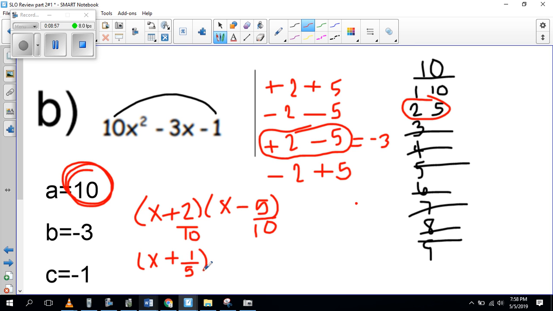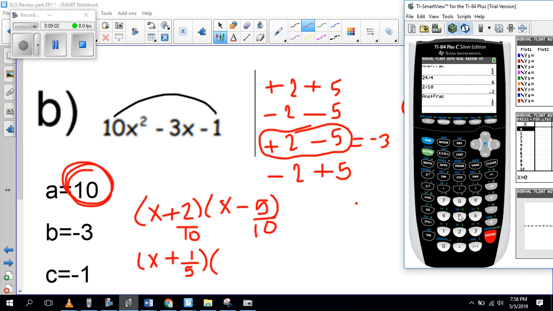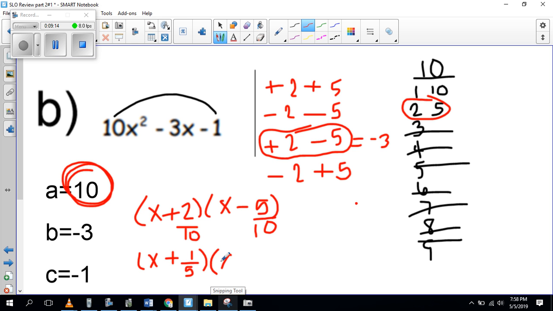And I know I've got a problem because I have a fraction. And then the next one, I do 5 divided by 10. And I should get a decimal, and I'm going to hit math, enter. Okay, and I get 1/2. So we do x minus 1/2.